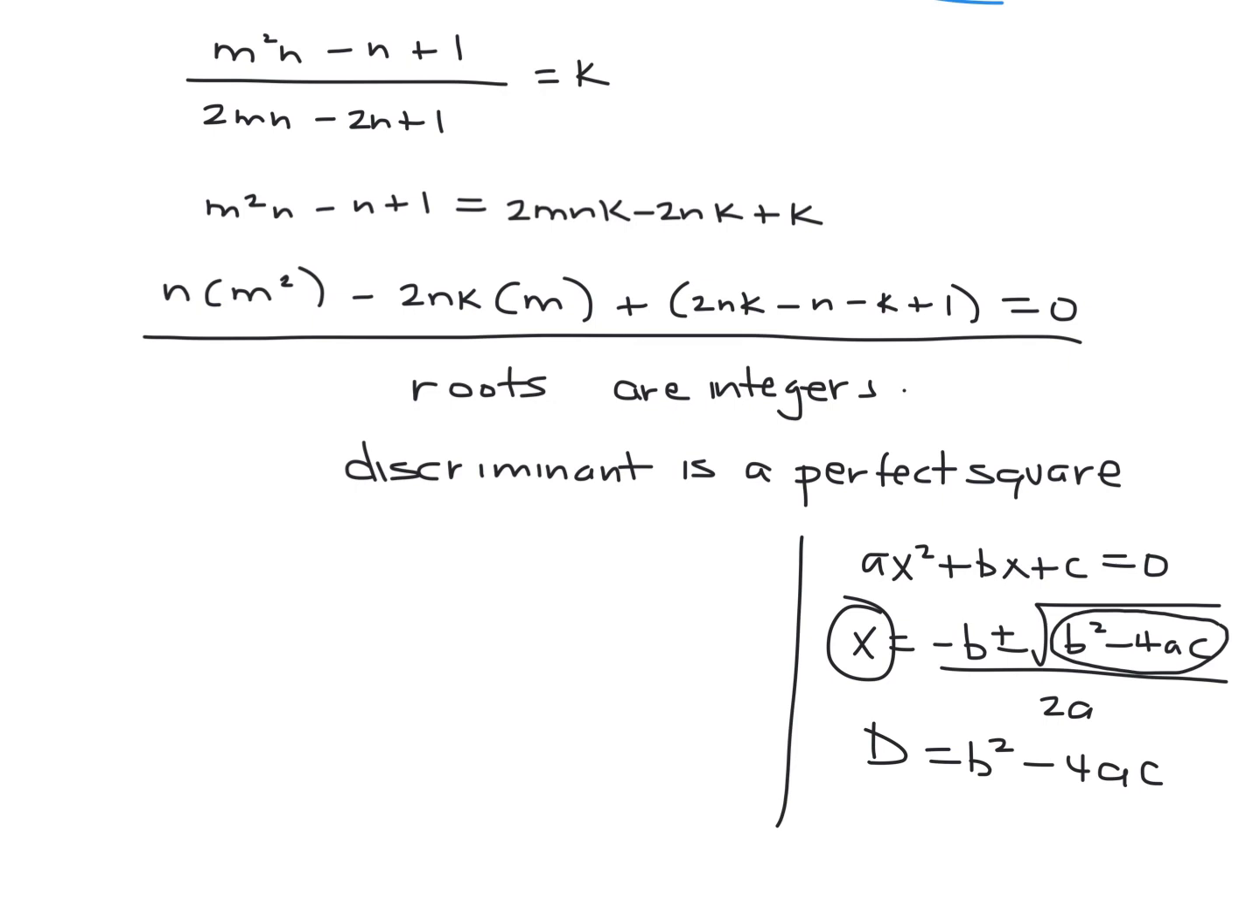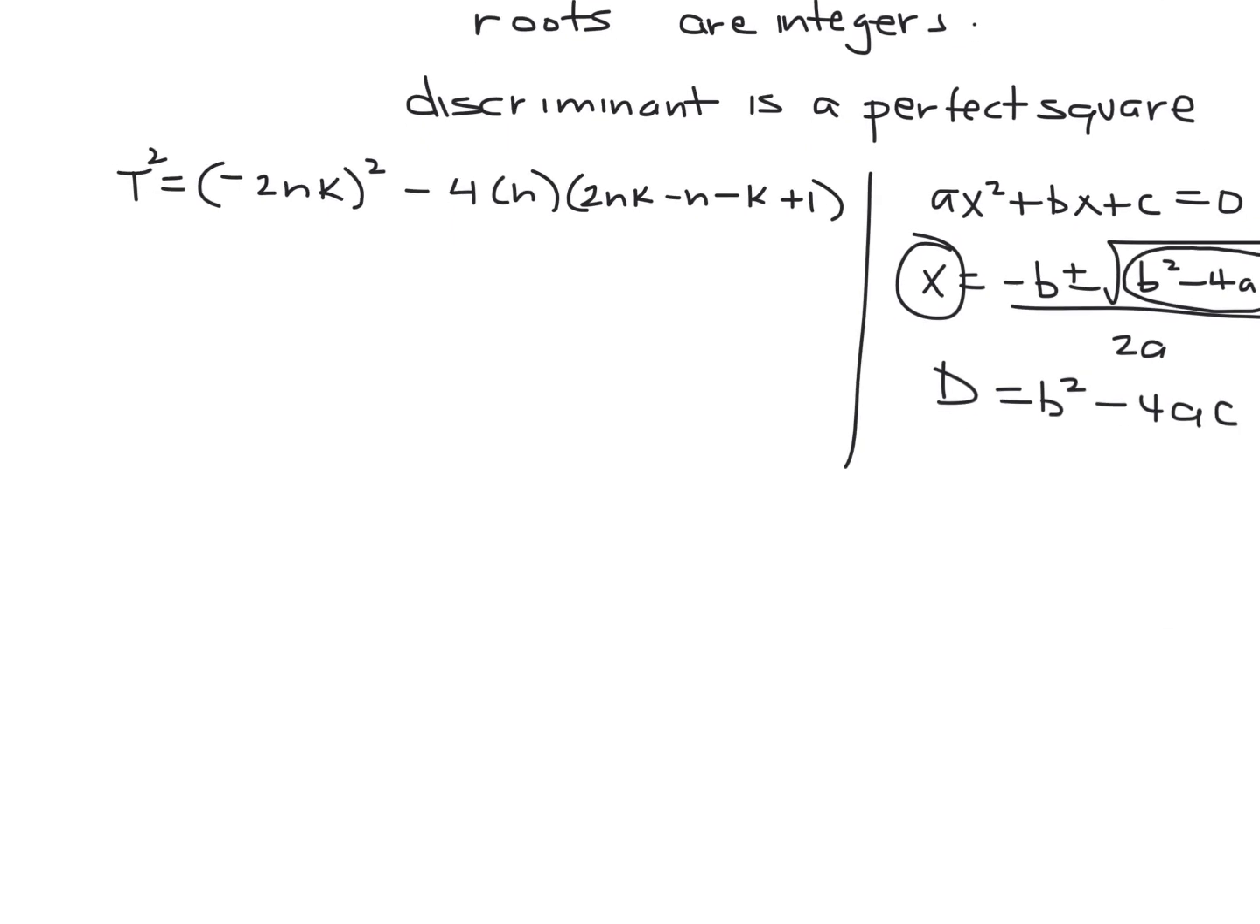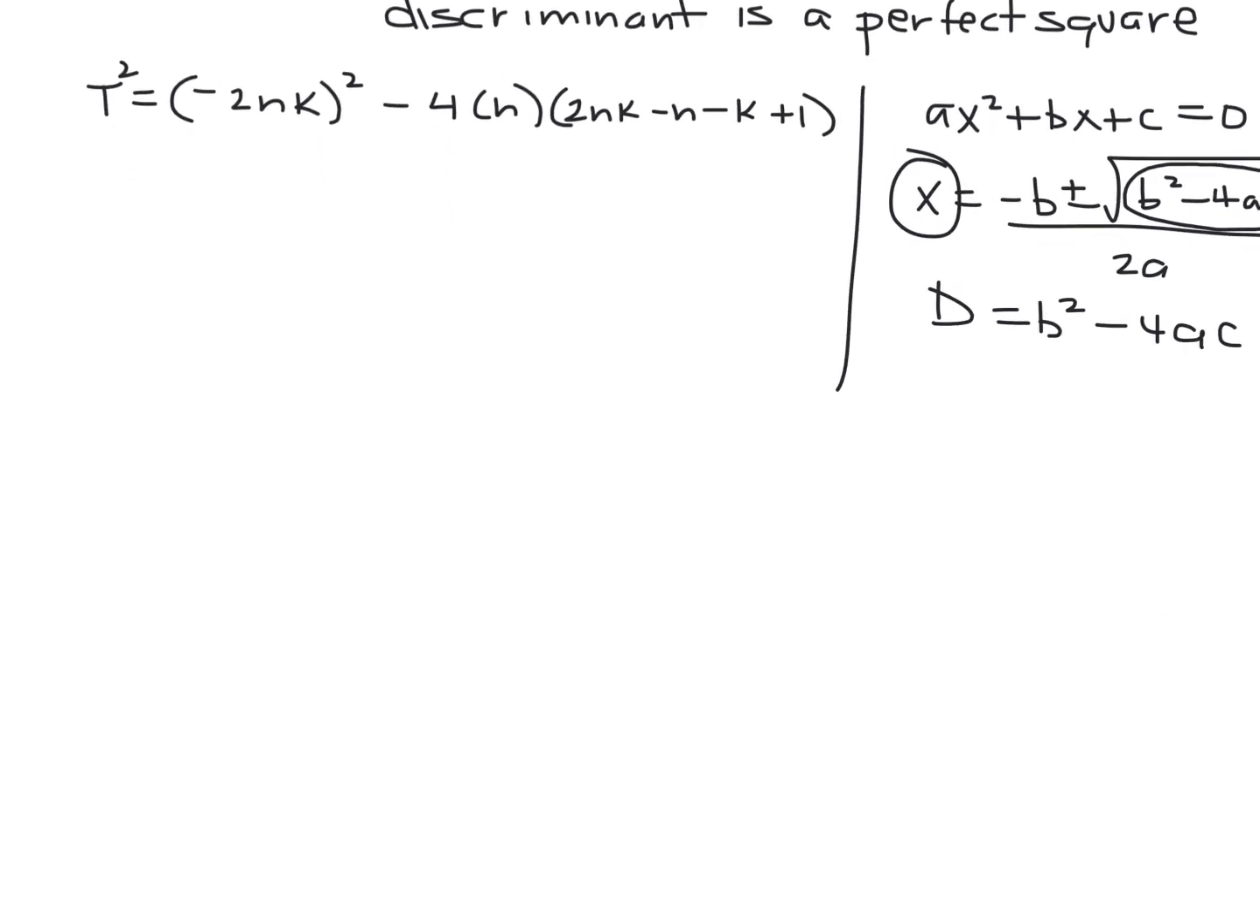All right, so let's see, what is b squared minus 4ac in this one? It looks to me like 2nk squared. Remember, we're concentrating on this guy. Minus 4n times this whole big long thing for c, 2nk minus n minus k plus 1. And this has to be a perfect square, so it's got to be like some whatever, t squared. I'm just calling it t. You can call it anything you want.